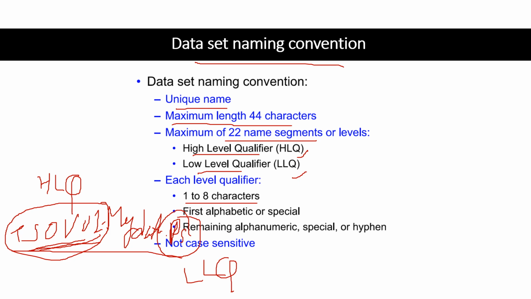Now, the maximum length cannot exceed 44, you understand? Each qualifier is 8 characters maximum. So here you put 7, 6, whatever, but not exceeding 8 characters. Okay. The first character is alphabetic or special. Here you need to note one thing: it is not case sensitive. Okay, guys.